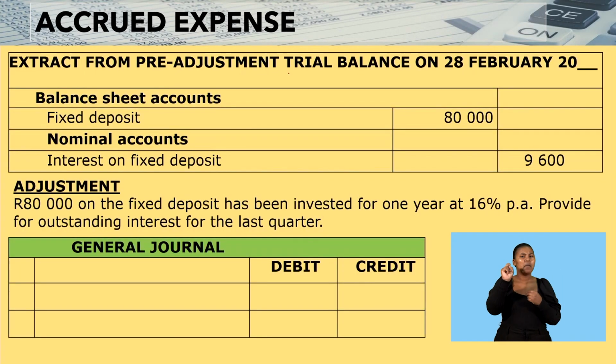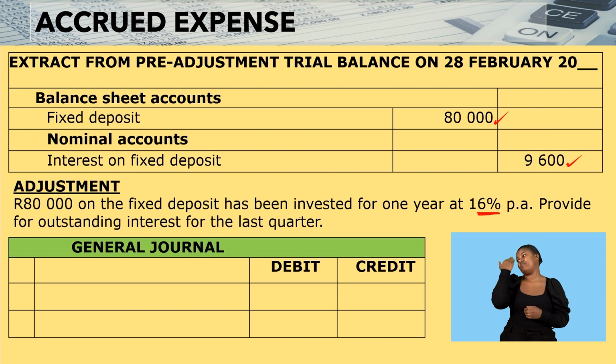And it reads, an extract from the pre-adjustment trial balance on 28 February. We have the balance sheet account section where we have a fixed deposit, 80,000. Remember, a fixed deposit is an investment. And in the nominal account section, we have interest on the fixed deposit, 9,600. Then it reads, on the adjustments, 80,000 of the fixed deposit was invested for 1 year at 16% per annum. Provide for outstanding interest for the last quarter.